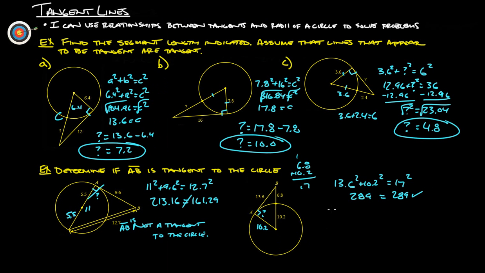So that is true. So that means that AB is the tangent to the circle.